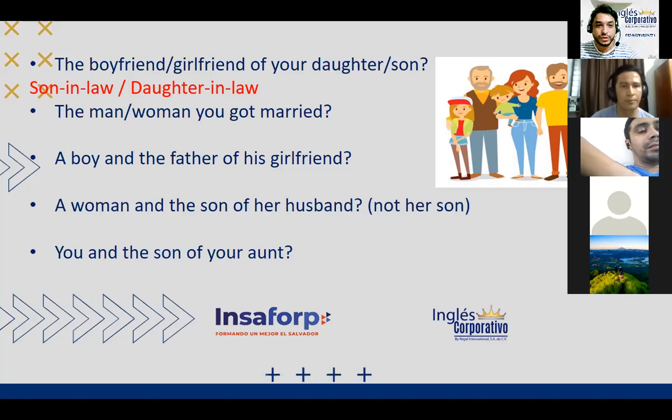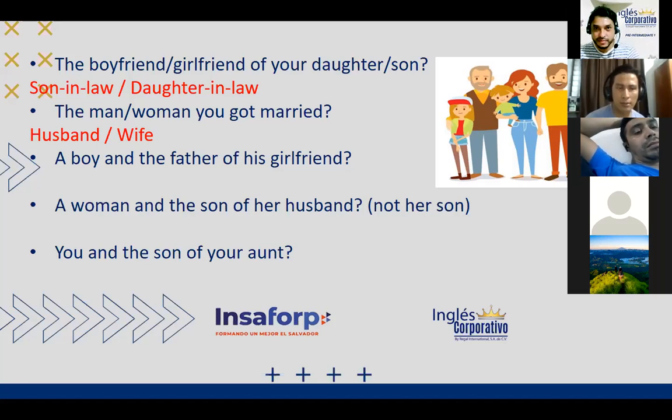And what is the relationship between the man or woman that you got married? The man or the woman you got married? Wife or the man? Husband. Husband and wife. Okay, nice. And what is the relationship between a boy and the father of his girlfriend? Father-in-law, yes. Very nice. Then we have another one.